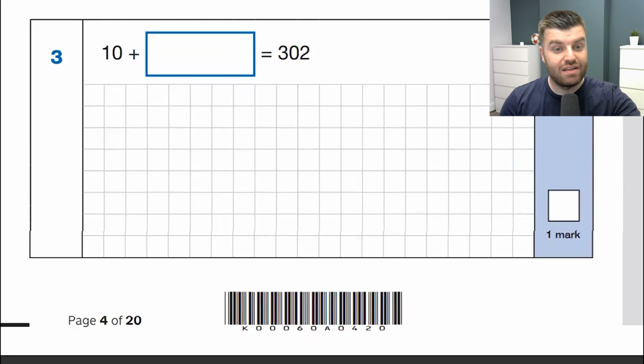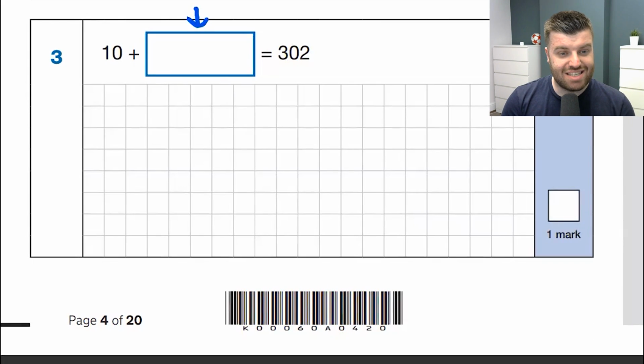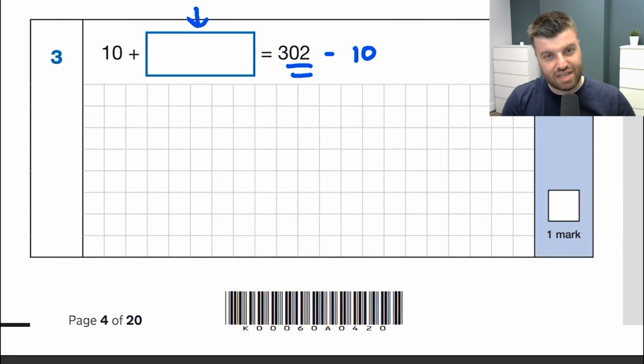10 plus blank equals 302. So we know that this number here has to be 10 less than our answer. So we can use the inverse and subtract 10. Now, there are no 10s. You might be thinking, can I just write it down in column method? Well, you could, then exchange.